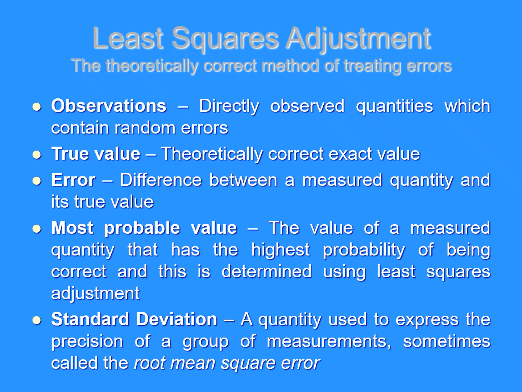The least squares adjustment, the theoretically correct method of treating errors. Observations, directly observed quantities which contain random errors. True value, the theoretically correct exact value. Error, the difference between a measured quantity and its true value. Most probable value, the value of a measured quantity that has the highest probability of being correct, and this is determined using least squares adjustment. The standard deviation, a quantity used to express the precision of a group of measurements, sometimes called the root mean square error.